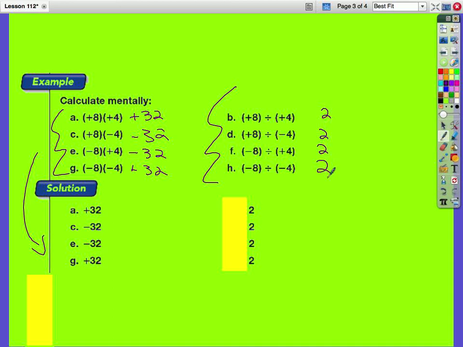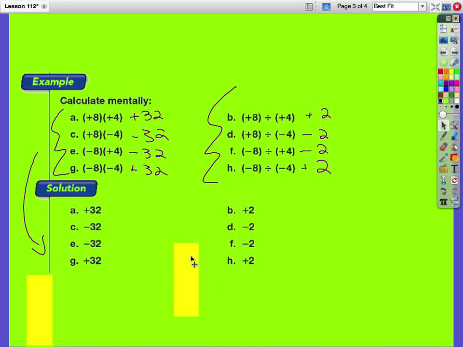Okay. So now I just have to figure out if it's positive or negative. If the signs are the same, it's positive. If the signs are different, it's negative. So here, the signs are the same, it's going to be a positive 2. For D, signs are different, it's going to be negative 2. F, signs are different, negative 2. H, signs are the same, it's going to be a positive 2. If I double check my answers, they line up.